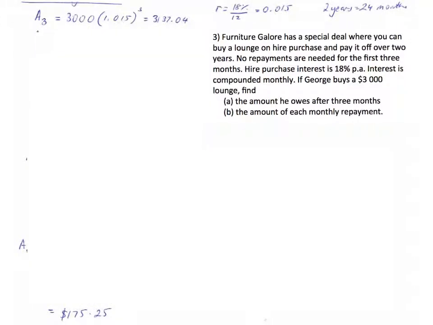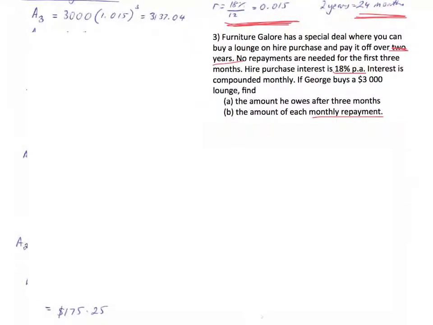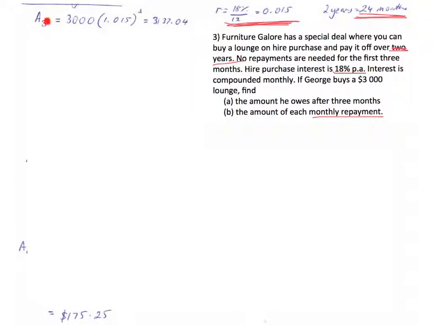Alright, so we've got 18% per annum, but remember he is making monthly repayments. So we have to change the rate to a monthly rate, which is what I've done here. Also, he's paying it off over 2 years. Oops, I accidentally crossed it out, and that's 24 months. Now, the first question is how much does he owe after 3 months? So we're going to call this A3, the amount owing at the end of 3 months. And that's going to be the principal, $3,000, plus the interest, so 1 plus R to the power of 3. So that's for 3 months.